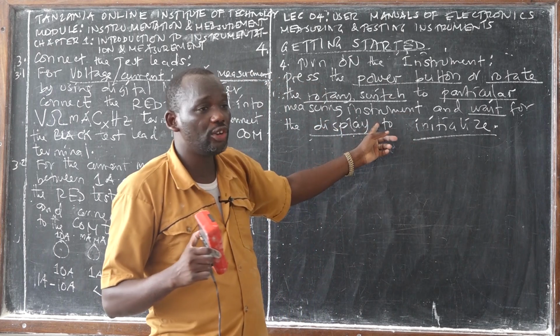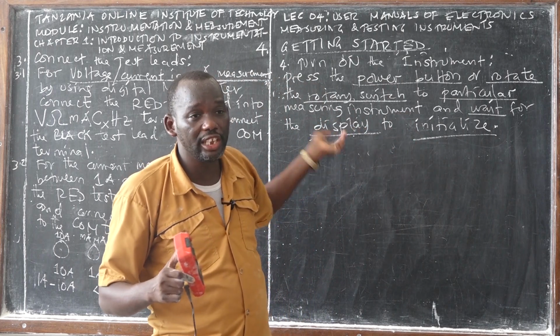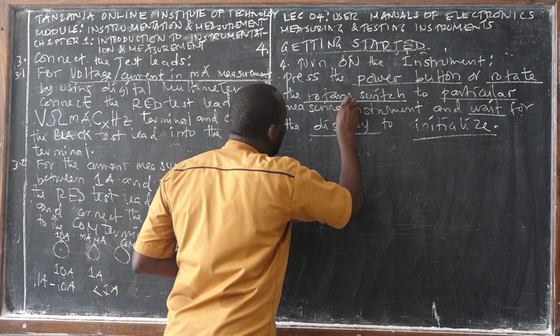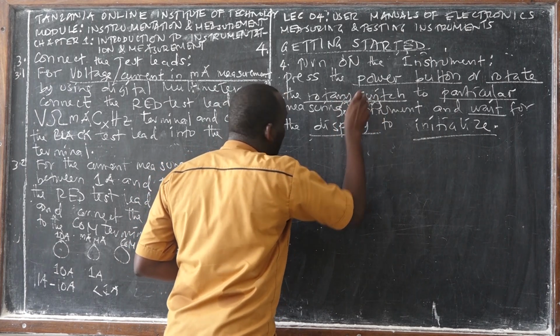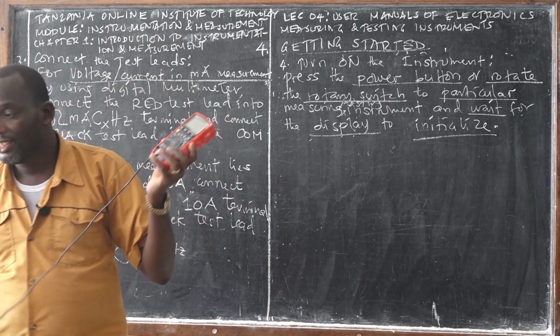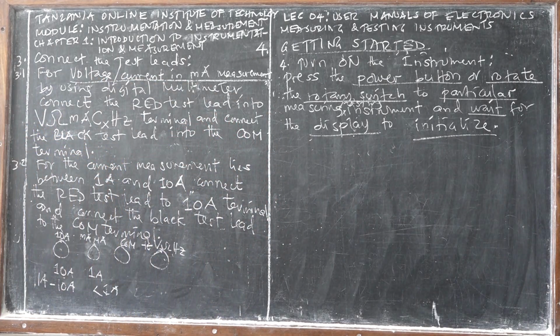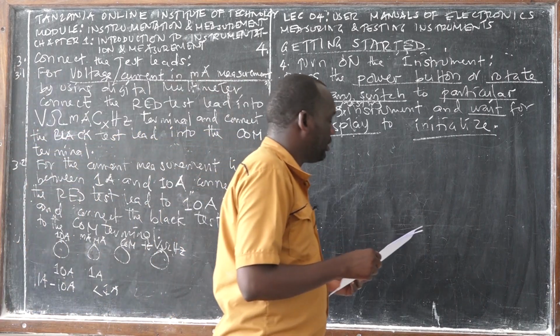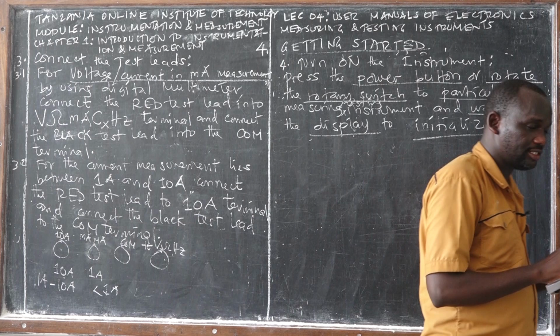The digital multimeter is on, but you've set a particular measuring or testing instrument. So here you have to say testing instrument. Class, are we together? Yes. That is all about the first part of getting started. If you have a question about it, ask.